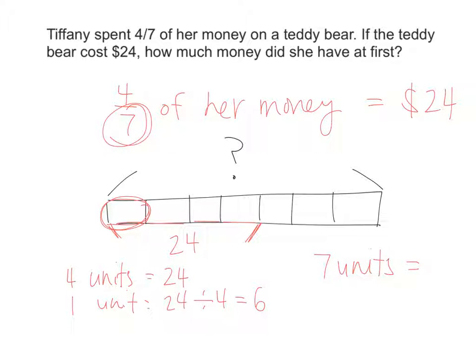So I can do 7 units. How do I find out how much is 7 units? I do $6 times 7, which is? So she started out with $42. Okay? So to recap, because sometimes these backwards ones are hard to solve, all you need to do is look at what the denominator is, and you know how many parts the whole was divided into. Okay? Very good.